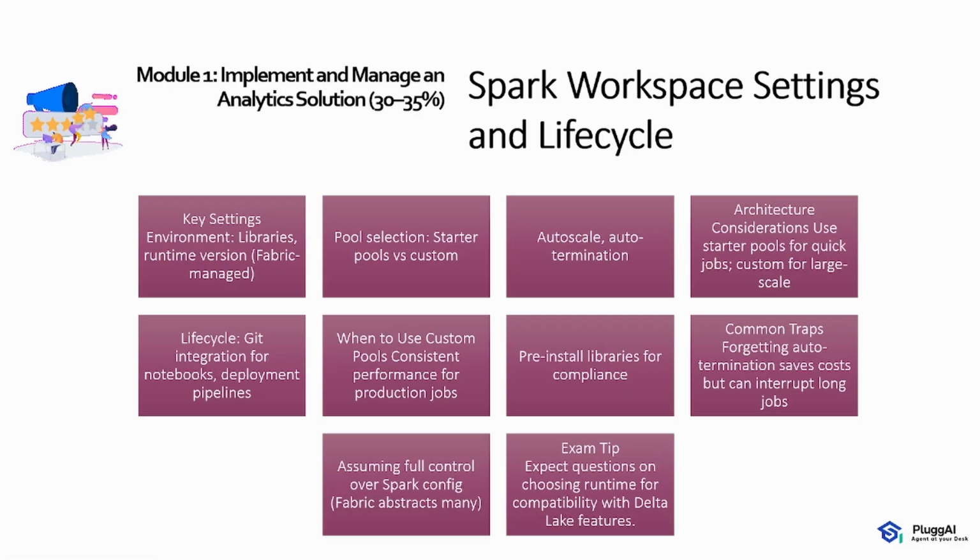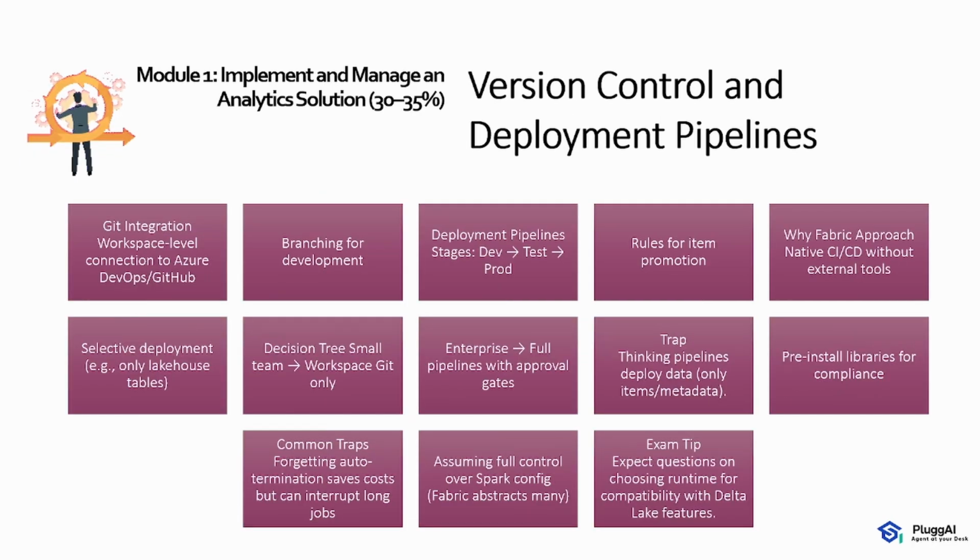Answer: regulated workloads needing exact package versions or consistent performance. Version control and deployment pipelines are absolute game changers for enterprise. Git integration is built right in. Connect your workspace to GitHub or Azure DevOps, and you can branch, commit notebooks, Lakehouse schemas, even pipeline definitions.